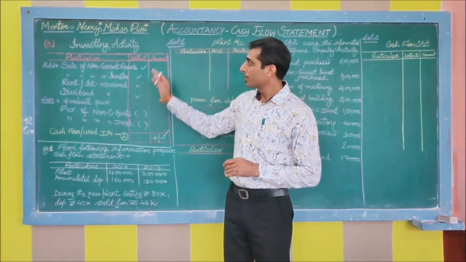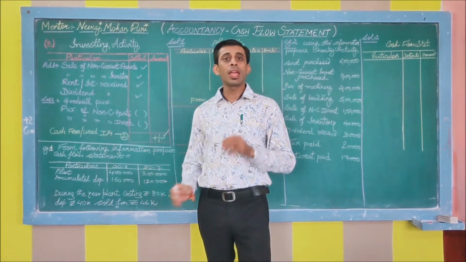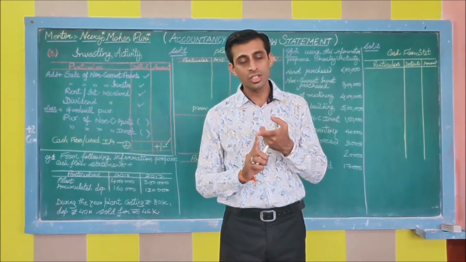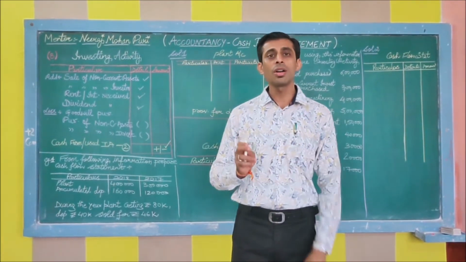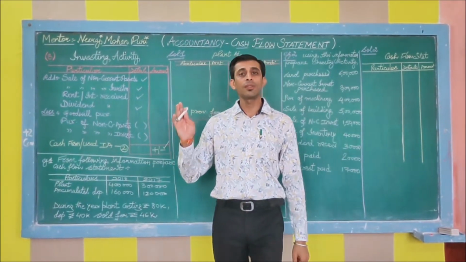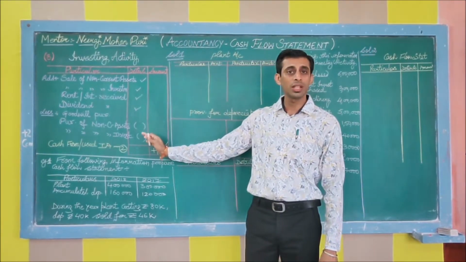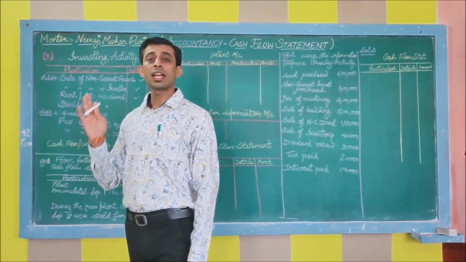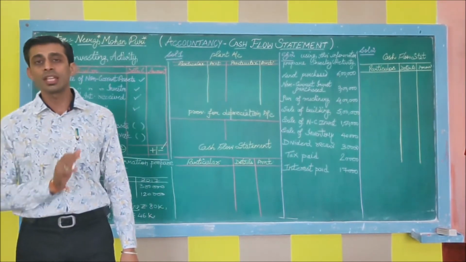Again I am repeating, in investing activity, non-current assets from the asset side, either they are tangible, intangible, or non-current investments, are shown. No current assets and no item from the liability side is shown in this.